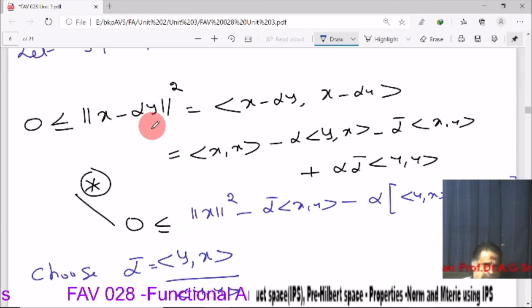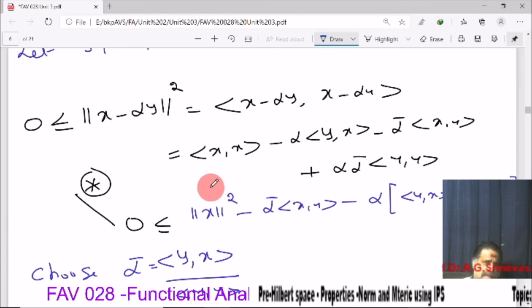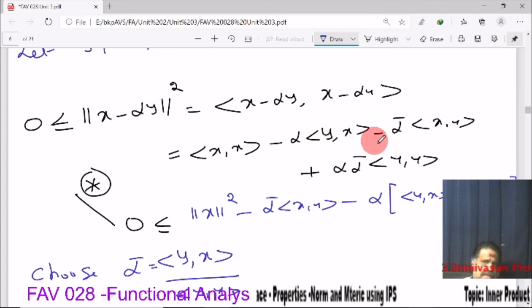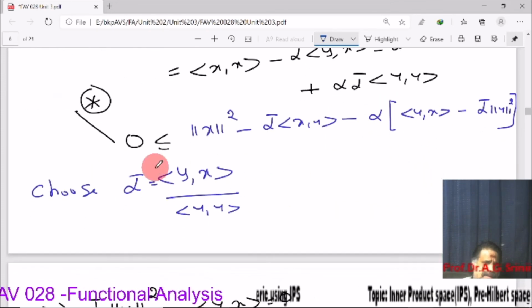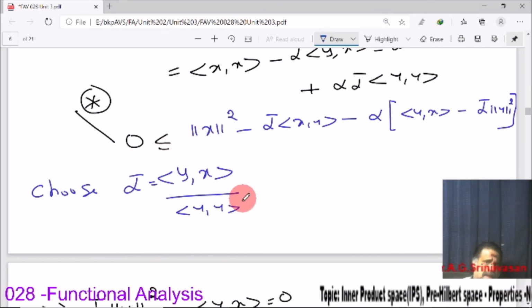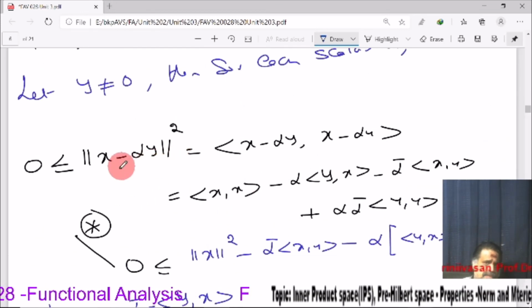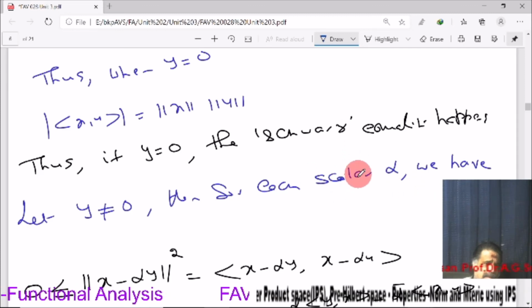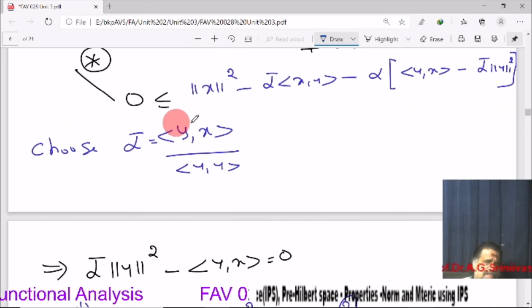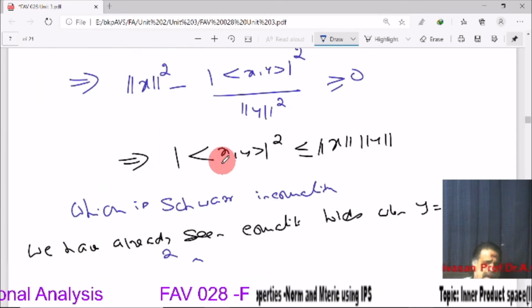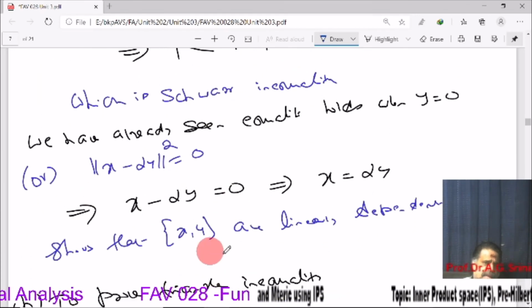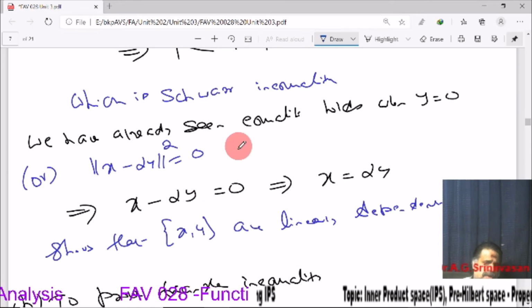So we started with this equation and we wrote it this way, and then xx, alpha yx minus alpha bar xy, all that stuff, alpha bar yy, and then these inequalities. Choose alpha bar because this inequality is valid for any scalar. For any scalar it is valid. So I fix this scalar. If you choose this scalar, this becomes 0. I get my equation automatically. And obviously we can see that they are linearly dependent because they are equal to 0.